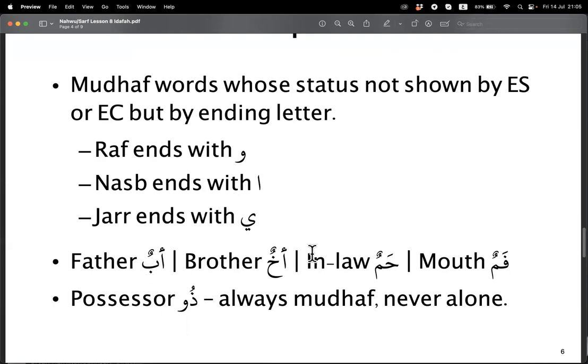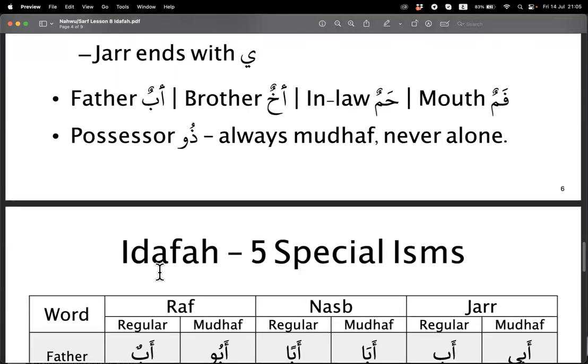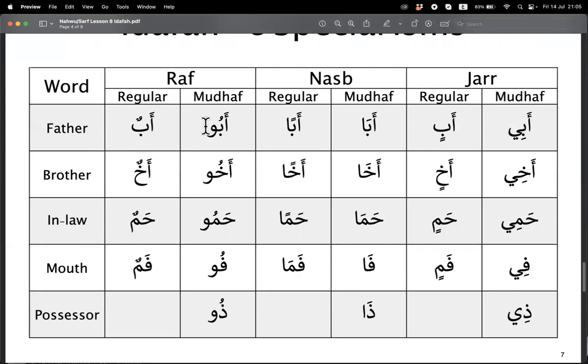Yes. So these words are special because you don't just take out one tanwin, you add a waw. So abun is the heavy version. Abu is the light version. Aban is the heavy version. Aba with an alif is the light version. Abin is the heavy version. Abi with a ya is the light version.